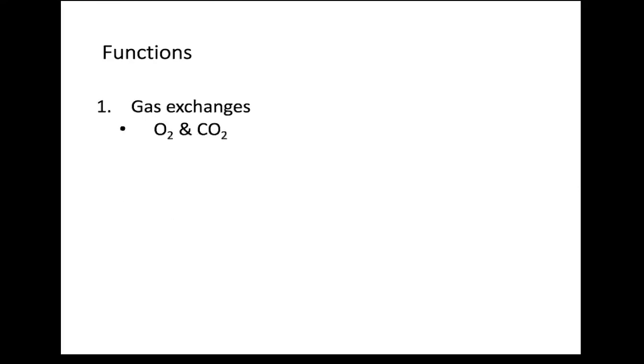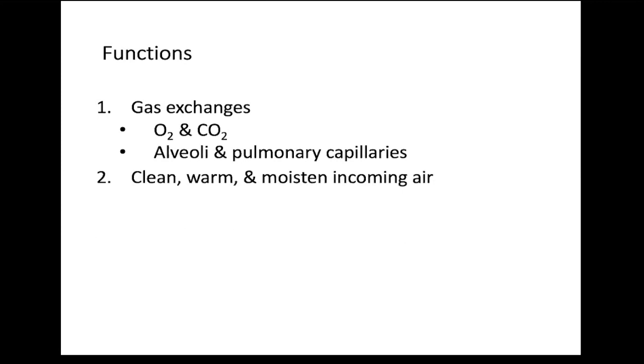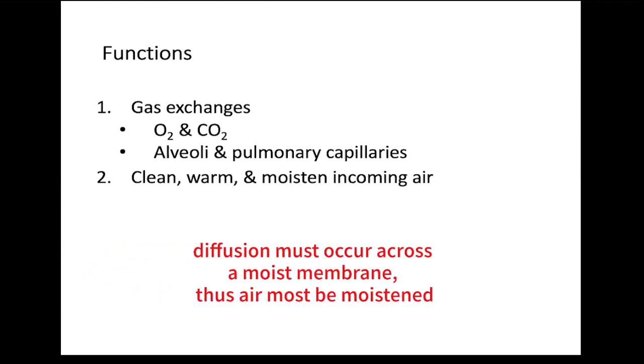There are three functions for the respiratory system. The first function is gas exchange. This involves the exchange of oxygen and carbon dioxide between the alveoli and the pulmonary capillaries. This occurs across a respiratory membrane by diffusion. The second function is to clean, warm, and moisten the incoming air.